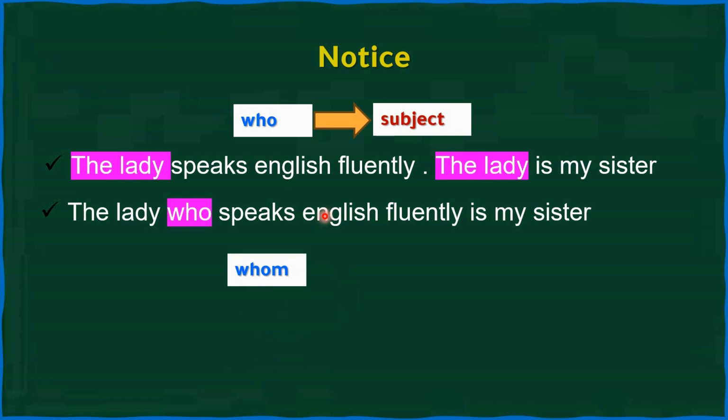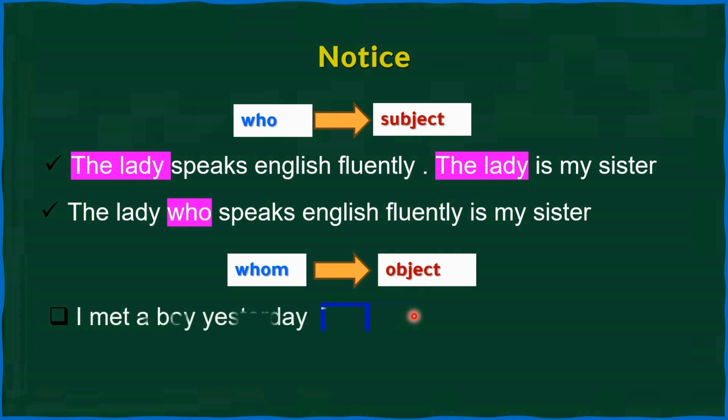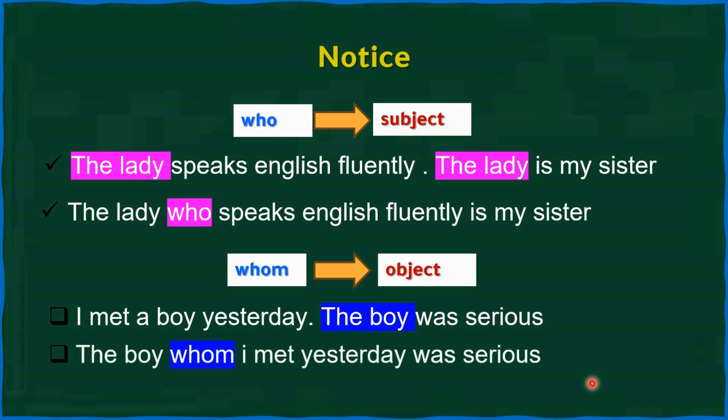And we have another point, whom. Whom is not like who. Whom refers to the object. For example, I met a boy yesterday. The boy was serious. I met a boy, so the boy here is an object, le complément d'objet direct, مفعول به. So we replace it by whom. So the boy whom I met was serious. The boy whom I met yesterday was serious.